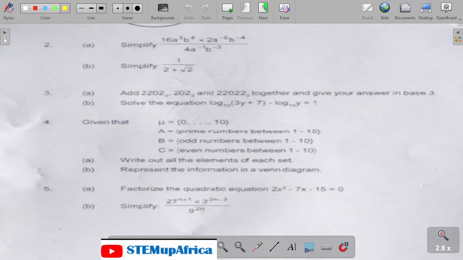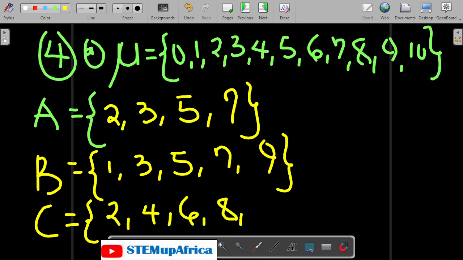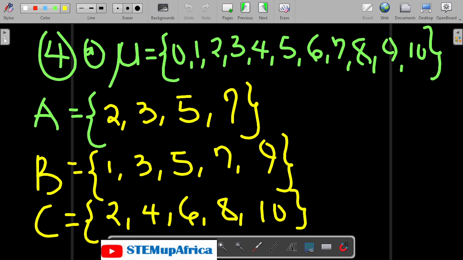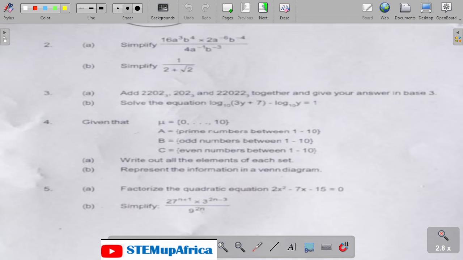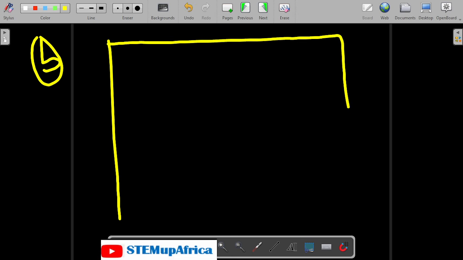Then let's check set C, even numbers between 1 and 10. Numbers 2 can divide without remainder. That is 2, 4, 6, 8, and 10. So these are the sets. So question A says write out the elements of each set. So by doing this, we have answered question A. So let's go to question B. Question B says what? Say represent the information in the Venn diagram. So let's represent this information now in a Venn diagram.